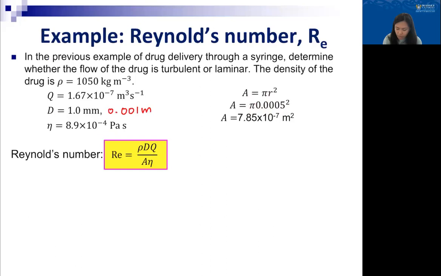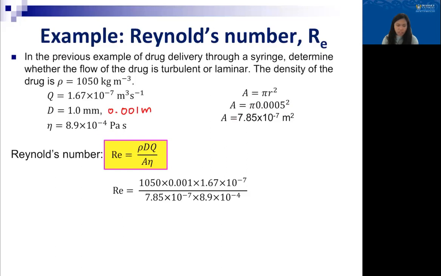0.001 meters for the diameter. Halve that will give you the radius. So it's 0.005 for the radius squared, giving you this area right here. Everything is just a matter of substituting. So the density of the drug times the diameter of the syringe, it has to be in meters, so everything should be in base units. The flow rate divided by the cross-sectional area multiplied with the viscosity. It gives you a Reynolds number of 251.